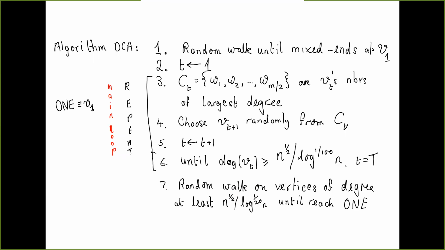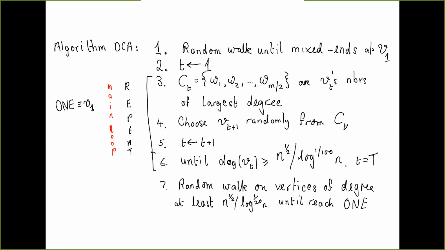The naive algorithm says move to W1. This algorithm says choose randomly from the first half m largest neighbors, and that seems to work. You do that until the degree is big, and then you have to prove that the degree gets big, and that takes a lot of work. Once you get to a degree of at least square root n over some strange power of log, you just do a random walk on the vertices of high degree until you reach vertex 1.